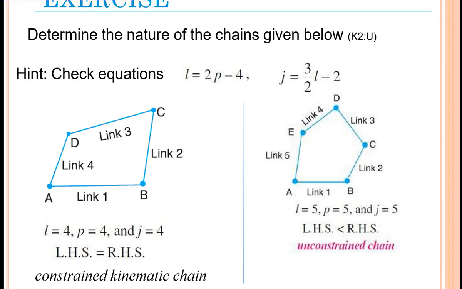So in the mechanism where there are 5 links, here you can see that L is equal to 5, P is equal to 5, and J is also equal to 5. So here LHS is greater than RHS. It's an unconstrained chain we can define.